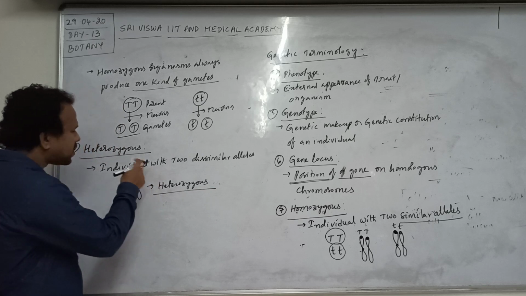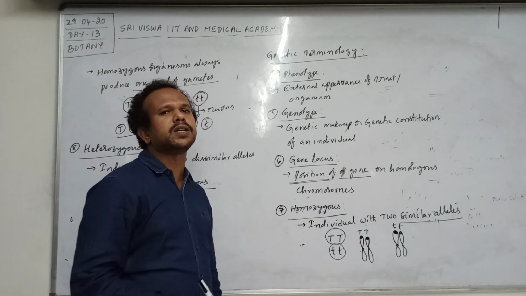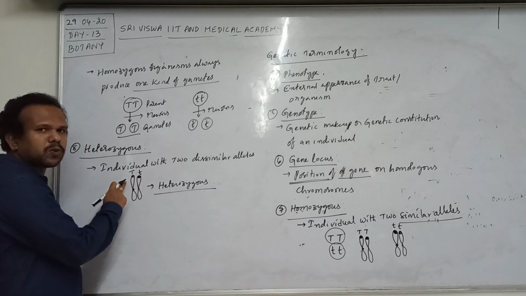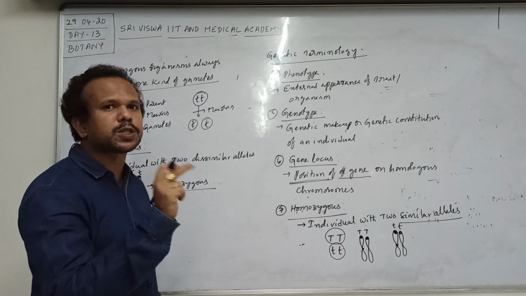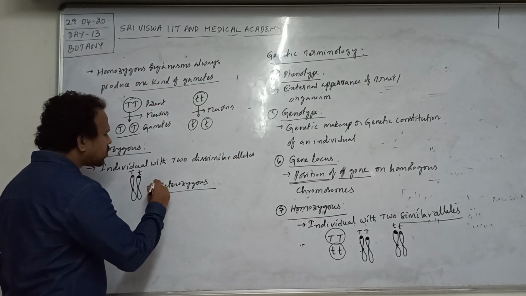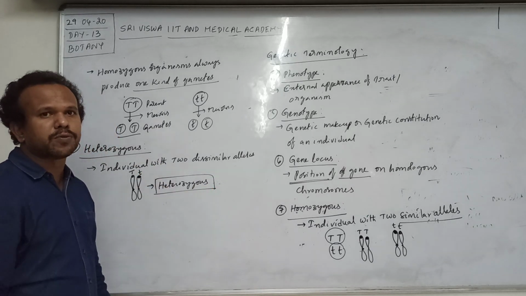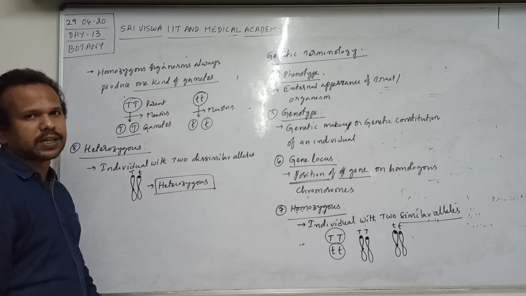Two alleles of a gene are present in the same individual. Two different alleles of a gene. One is capital T that controls the expression of the tall character. Another one is small t that controls the expression of the dwarf character. However, here as two different alleles are present in the same individual, generally the individual is said to be heterozygous.